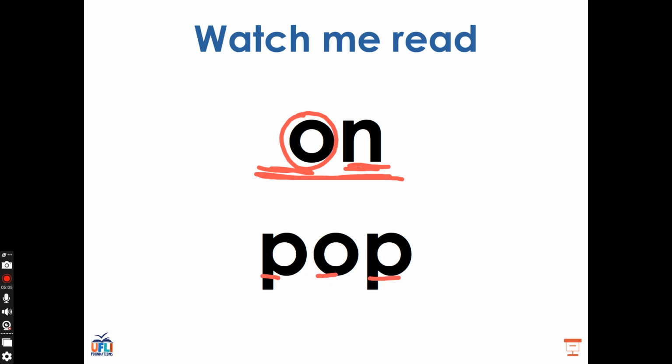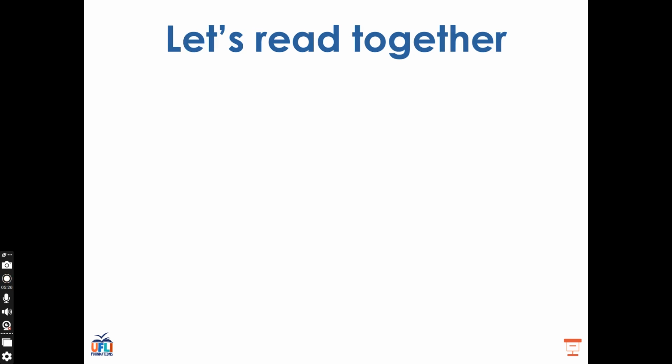Let's sound out this word as well. /p/, /ŏ/, /p/, pop. Good. Where do we see the O in pop? Well done. The O in the word pop is in the middle. So in the word on, it was at the beginning. In the word pop, it's in the middle. But in both cases, it's saying the short sound, /ŏ/.